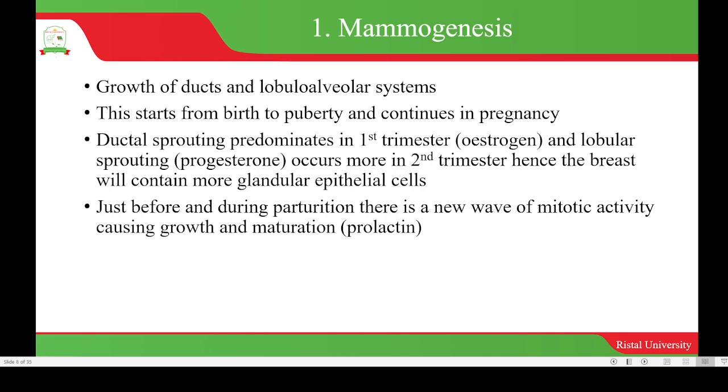Mammogenesis. Here there is the growth of ducts under lobulo-alveolar systems, and this starts from birth up to puberty and continues until pregnancy. The ductal sprouting predominates in the first trimester, where there is a lot of estrogen, and then lobular sprouting in the presence of progesterone occurs more in the second trimester, and then the breast will continue to form more glandular epithelial cells. And just before and during parturition, there is a new wave of mitotic activity, which causes the growth and maturation of these lobules.